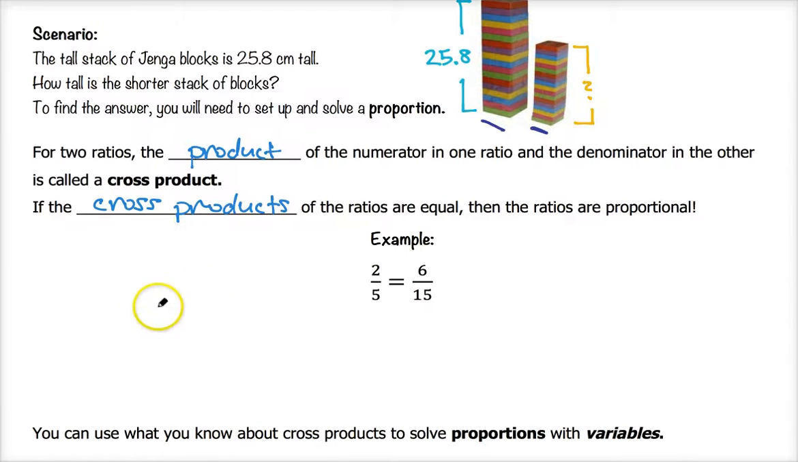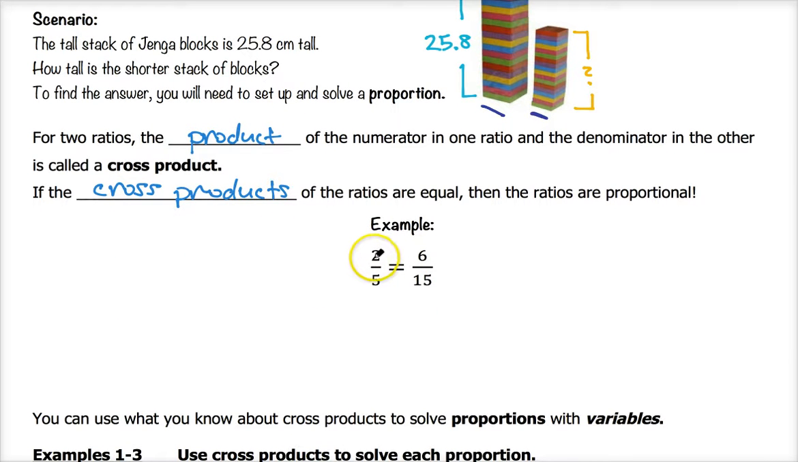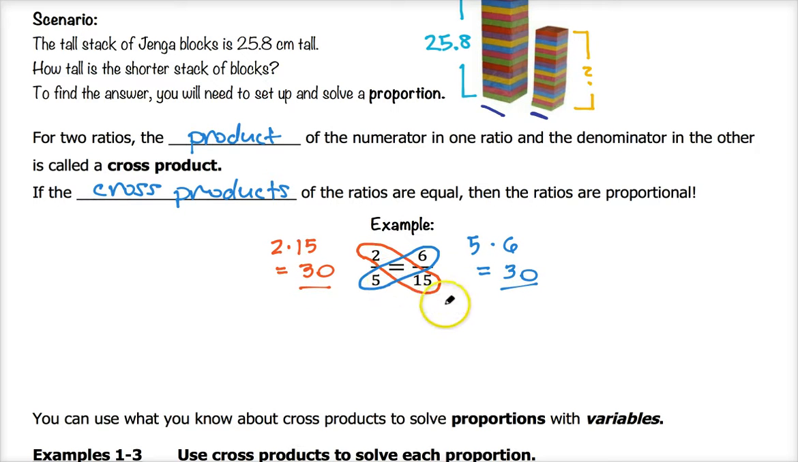So let me show you what I mean by this example here. We have the ratio 2 to 5 and then the ratio 6 to 15. To verify that these ratios are equivalent, I can take the cross product of the numerator of my first ratio and the denominator of my second ratio, and that would just be 2 times 15. 2 times 15 is equal to 30. So I get 30 for this cross product, and then I can take the cross product of my other numerator and my other denominator. That would be 5 times 6. 5 times 6 is also 30. Because these two cross products are equal to each other, 30 and 30, that means that these ratios are proportional.